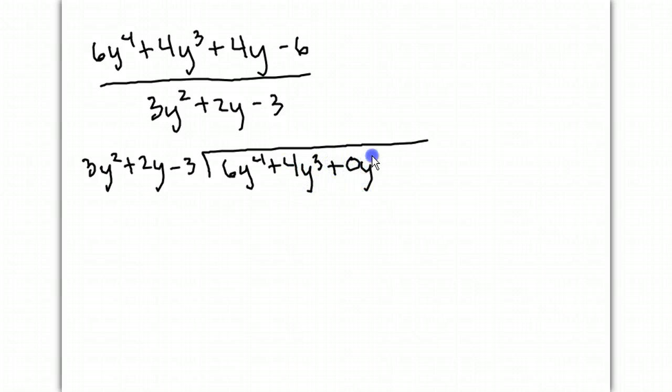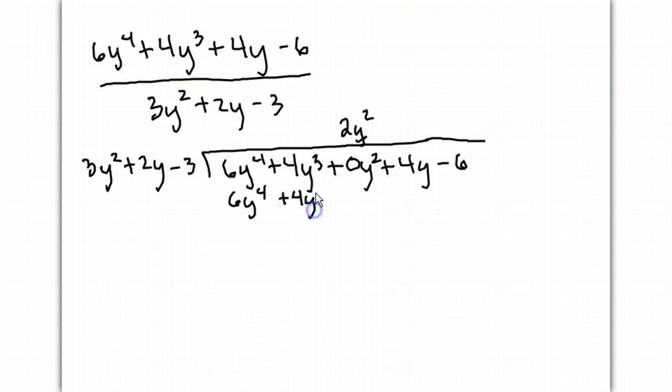I'll say plus 0y squared plus 4y minus 6. But you have to have a placeholder for the y squared. So first thing you want to do, what times 3y squared will give you the 6y to the fourth? Well, a 2y to the second will give us that. So if we multiply 2y to the second times everything, we have 6y to the fourth plus 4y to the third minus 6y to the second.